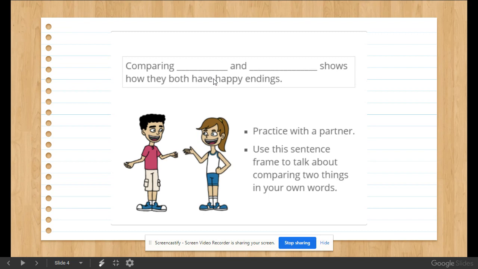So now we're looking at this sentence. Comparing blank and blank shows how they both have happy endings. So what we put into these blanks need to be topics that are somehow related to each other. We couldn't put two totally random things into this spot. I couldn't put comparing baseballs and bananas because that doesn't make any sense. They don't have anything in common. So on your Canvas quiz, look at your answer choices and think about which two topics or subjects you could put in these blanks to compare.